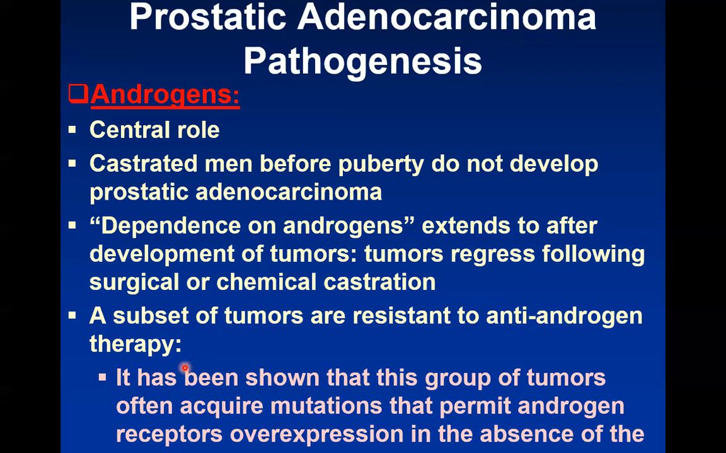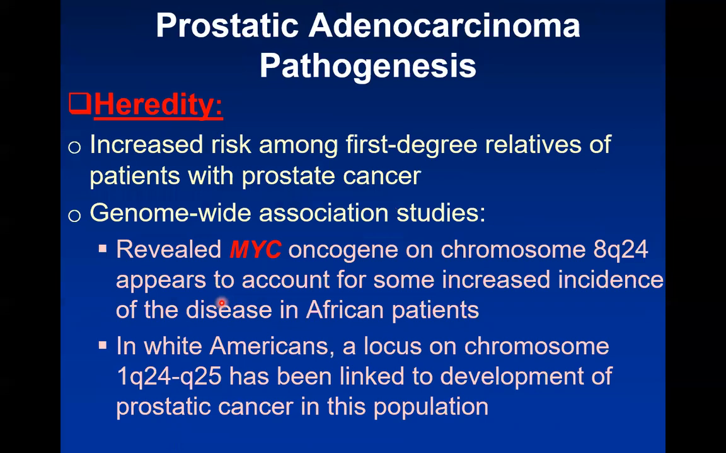So at the end of the day, the whole story is that androgens play a central role in 2 things. One, in the formation of the tumor, in the development of prostatic cancer, and 2, in the maintenance of these tumors. All right, heredity: increased risk among first-degree relatives of patients with prostatic cancer. And the GWAS, the genome-wide association studies, showed that MYC is mutated in African American patients, and that a locus on chromosome 1 was the culprit for the white population.